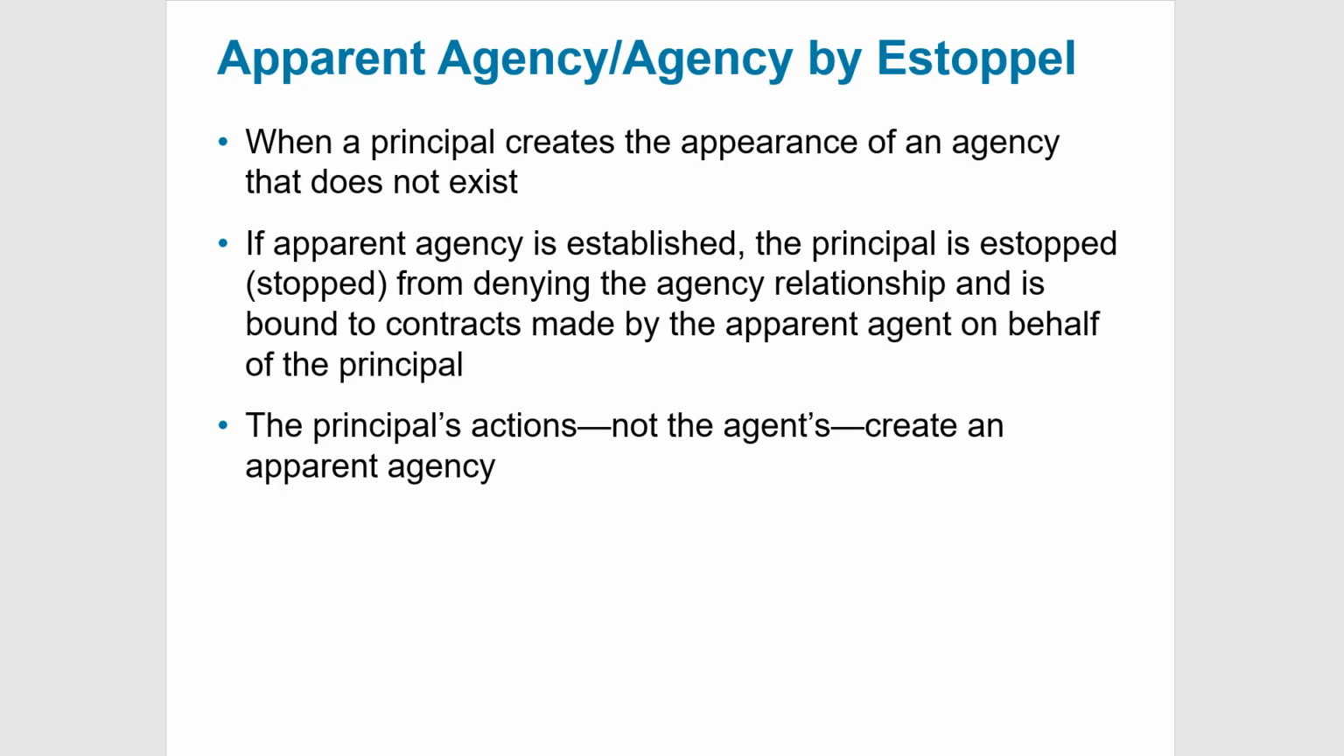Sometimes we deal with antiquated language in the legal world. That's just because so much of this language can be traced back so far in time that language has just changed from now to then. But anyway, if this happens, the principal is stopped from denying the agency relationship and is bound to the contracts that are made by the apparent agent on behalf of the principal. And it's important to note that in this particular type of formation, it's the principal's actions and not the agent's that create the apparent agency.